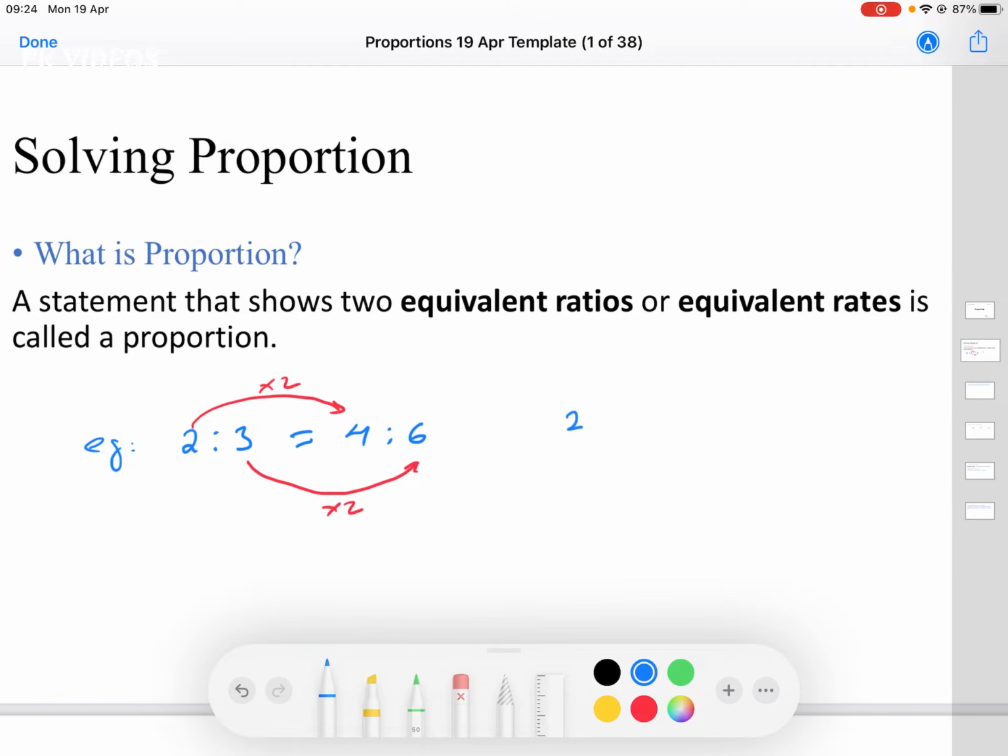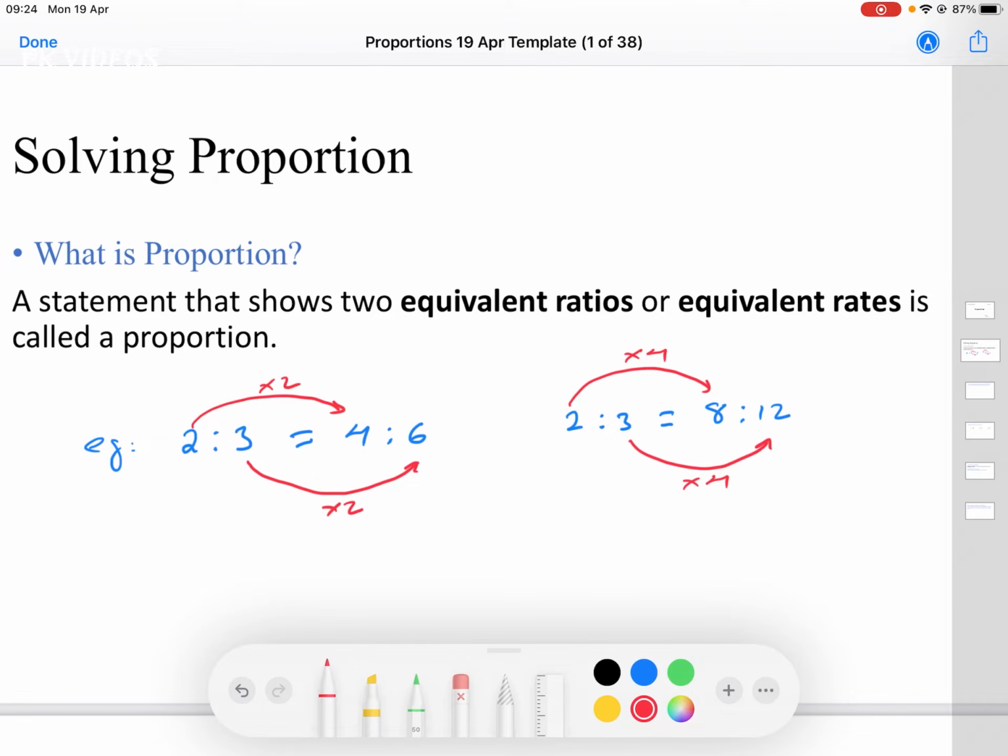Another equivalent rate or ratio for 2 is to 3 can be 8 to 12. If you multiply the first term 2 by 4, we get 8. And the second term by the same factor, we get 12.